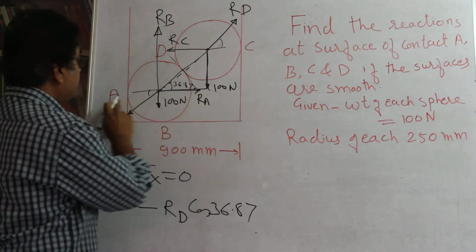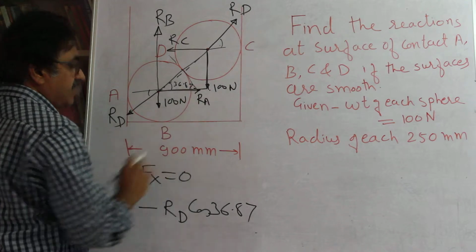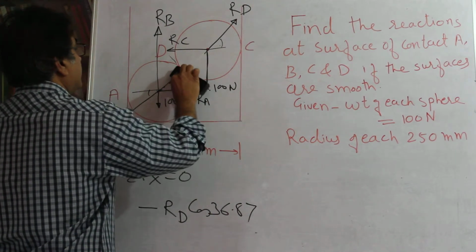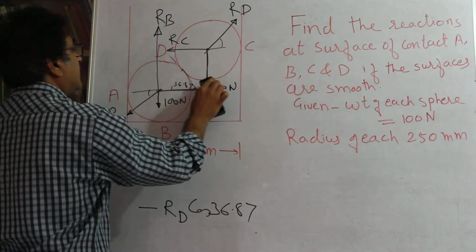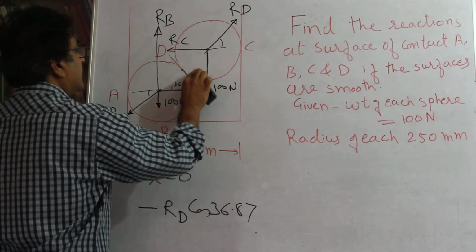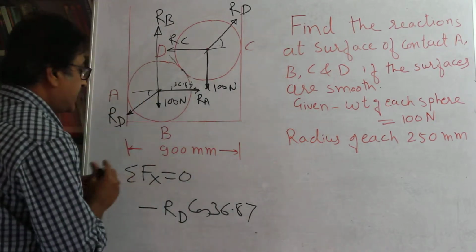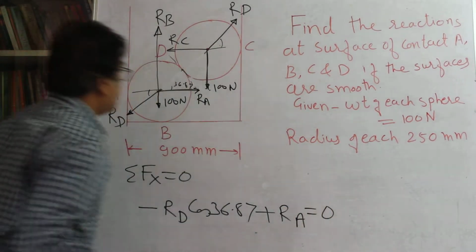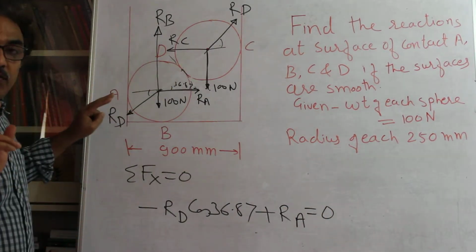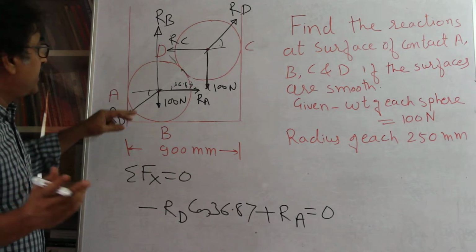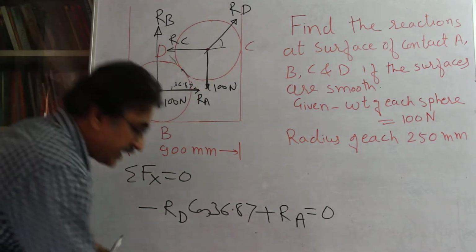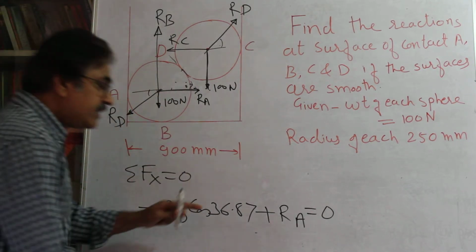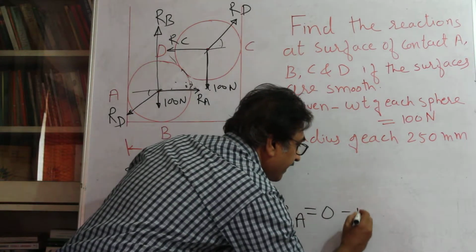Then we have RA, which is in this direction. So plus RA is equal to 0, because for this sphere the only forces with a horizontal component are RA, which is horizontal, and RD, which is resolved. This is equation number 1.